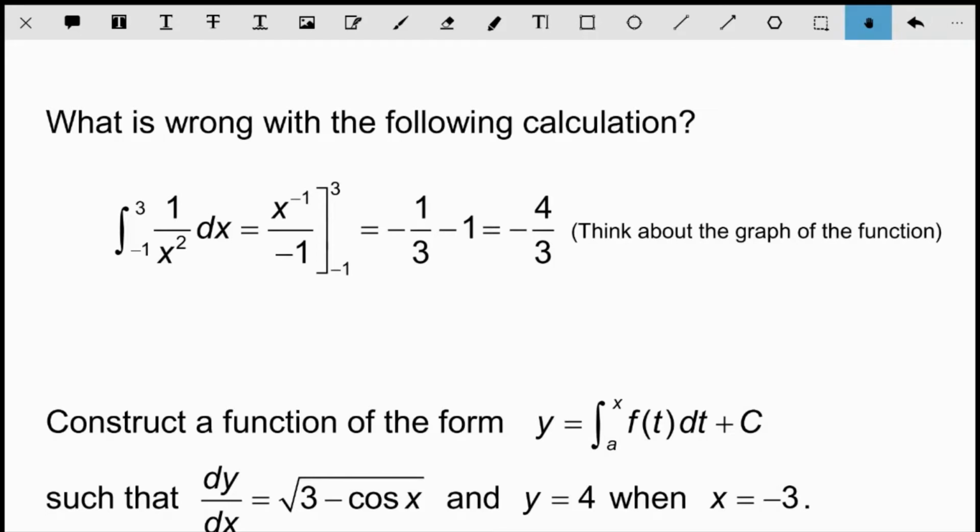But then take a look at the graph of this, and think about what type of a feature this graph has at x is equal to 0. So this actually has a vertical asymptote within the limits of integration. So this is what we call an improper integral.